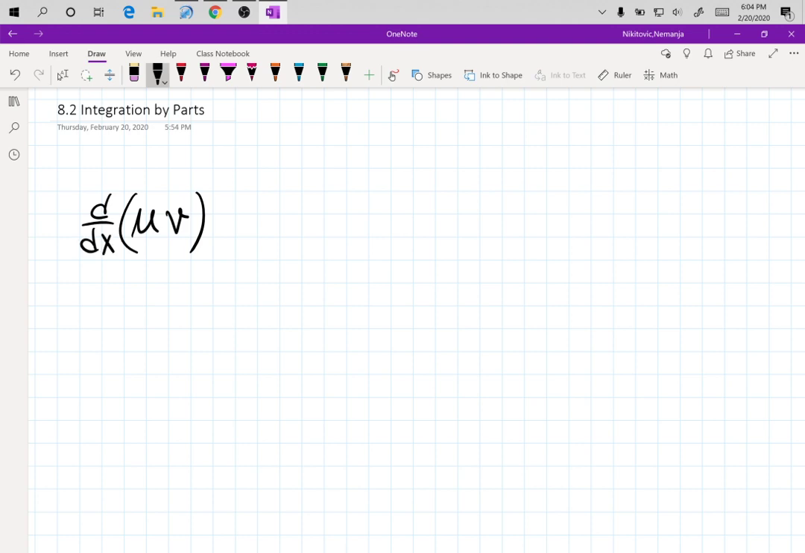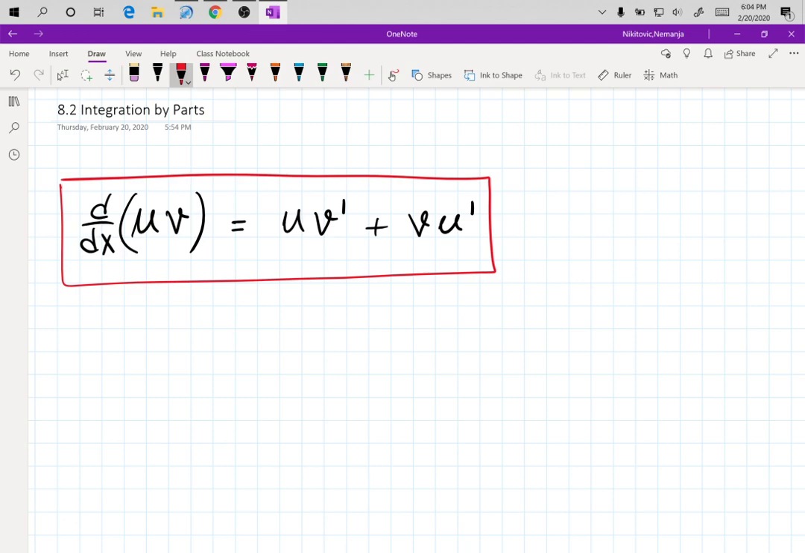u and v are functions of x. I will just write u and v. So derivative of u times v, that's a product rule, was uv prime plus vu prime. So this is the formula which you memorized and used as a product rule. So I'll box this and say product rule.